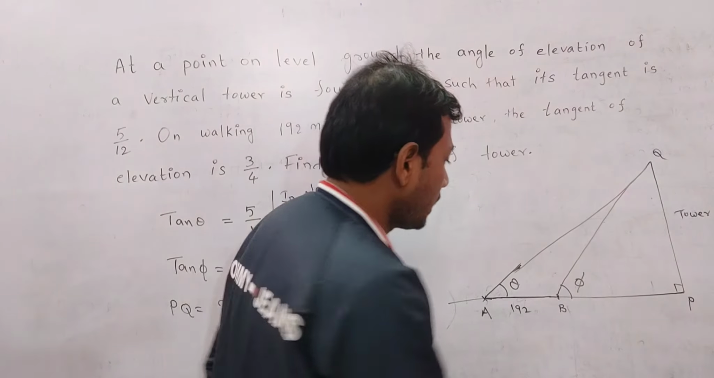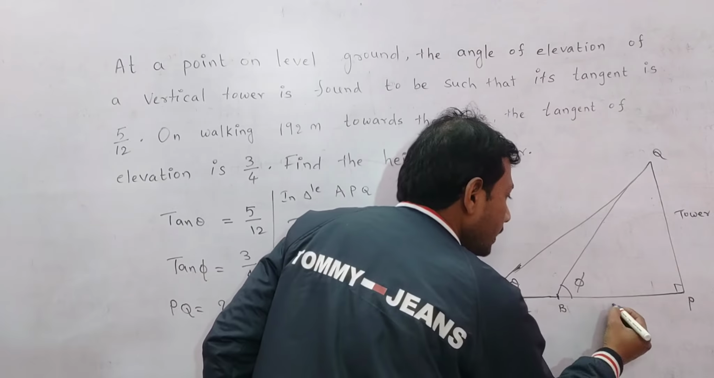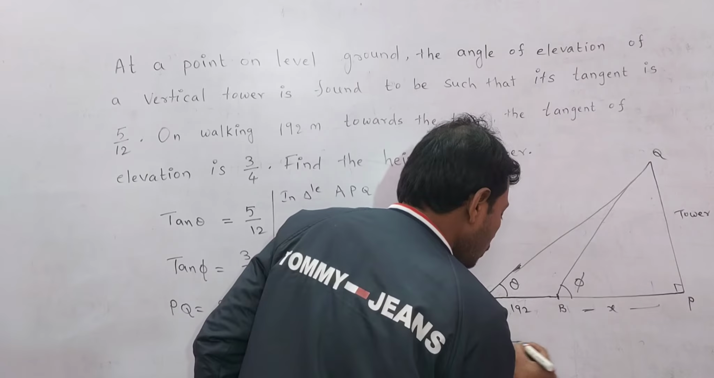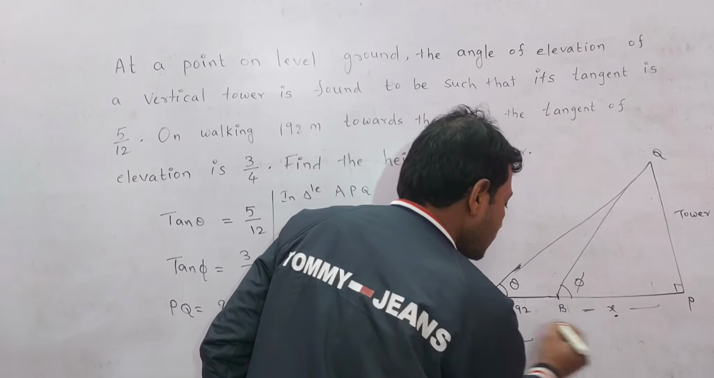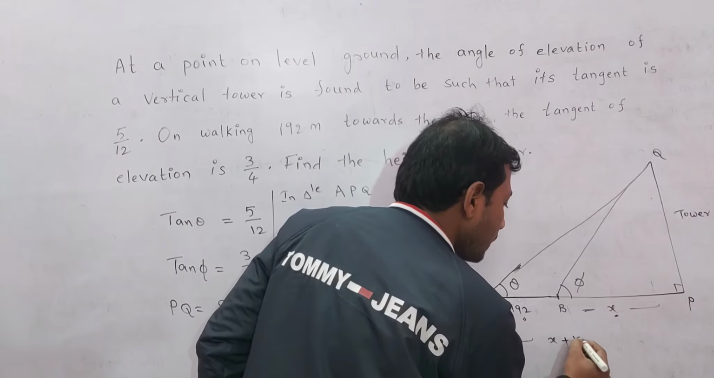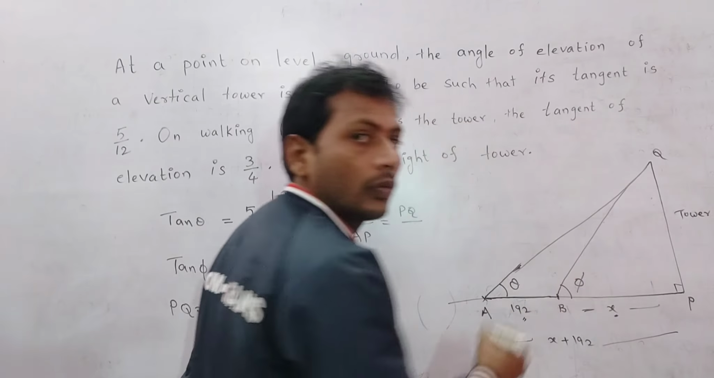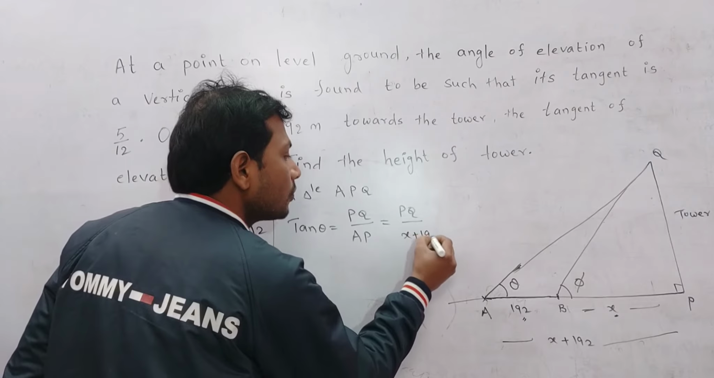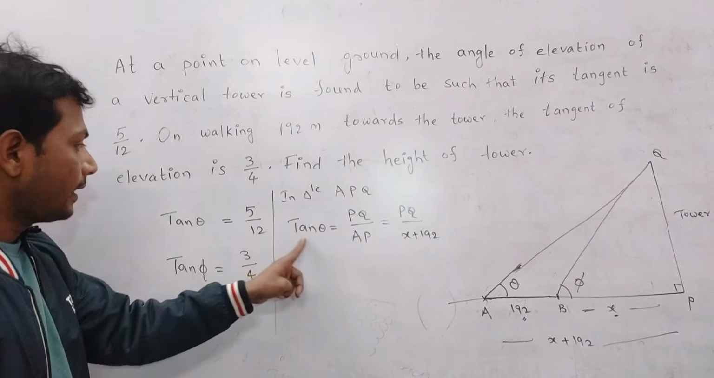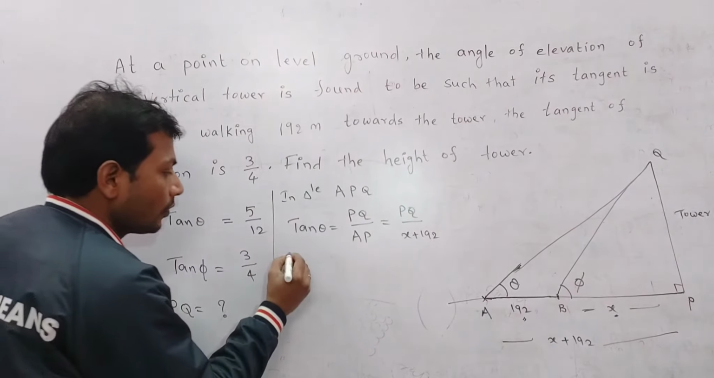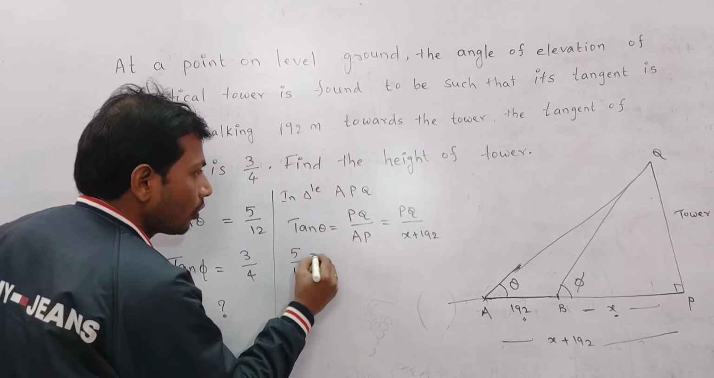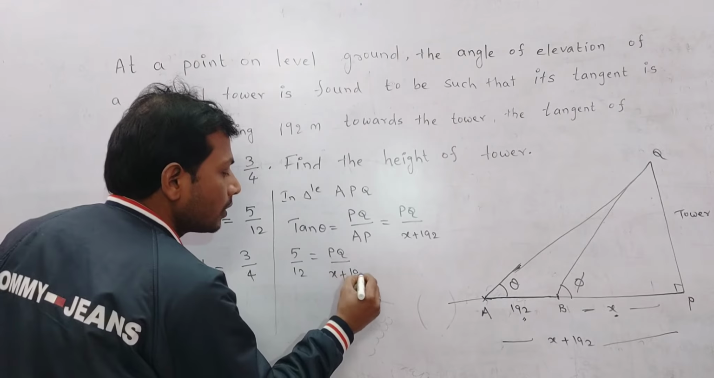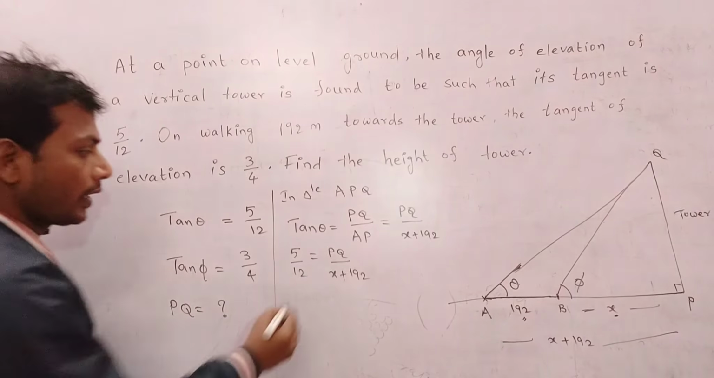Then what I am doing here, if I take PB as the value X, then automatically the total becomes how much? This is X, this is 192. Then X plus 192. Then I am writing here PQ by X plus 192. But tan theta is already given as 5 by 12, so 5 by 12 equals PQ by X plus 192. Then do cross multiplication.